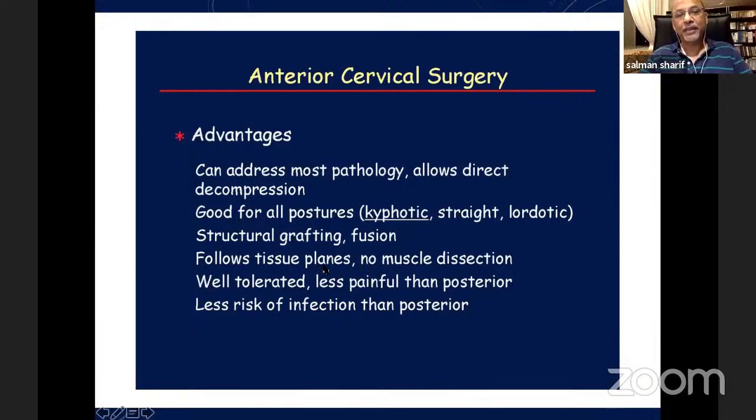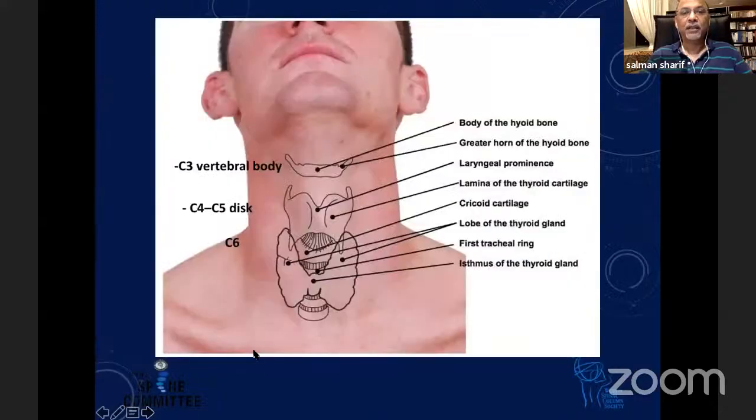It follows tissue planes. There is no muscle dissection, so that's why you don't have any pain, and that's why the risk of infection is less than 1 in 600 in routine series. There's less risk of infection than posterior. Posterior, we're cutting all the muscles coming inside, so there are multiple risk factors involved if you do a posterior approach. This has already been discussed by Yousuf.